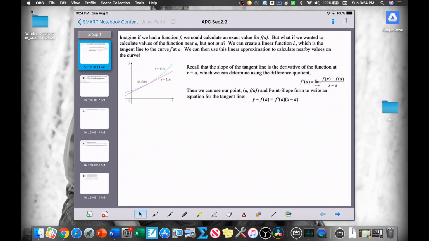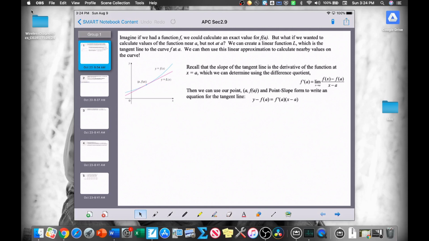We could create a linear function, we'll call it L of x, which is the tangent line to the curve f at a. In fact, we've done this already this year. We can then use this linear approximation to calculate nearby values on the curve. So this section is about writing equations of tangent lines to curves at specific points and then using those equations of the tangent line to approximate values for the curve.